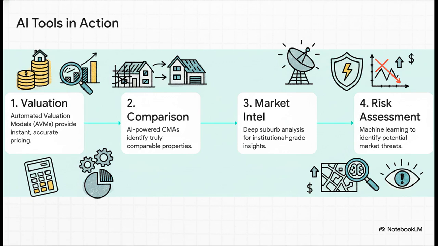Okay, so how does this actually work in practice? Well, first you get instant and accurate pricing using what are called automated valuation models, or AVMs. Think of them as supercharged, data-driven appraisals. Second, AI-powered market comparisons find properties that are truly comparable. They even account for things like recent renovations that old reports would miss. Third, you get deep suburb analysis, the kind of stuff that used to be only for the big institutions. We're talking about predicting gentrification by analyzing new cafe openings and building permits. And finally, machine learning helps you spot and actually measure potential market risks before you put your money down.